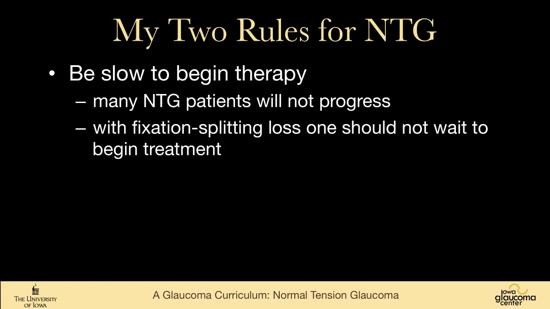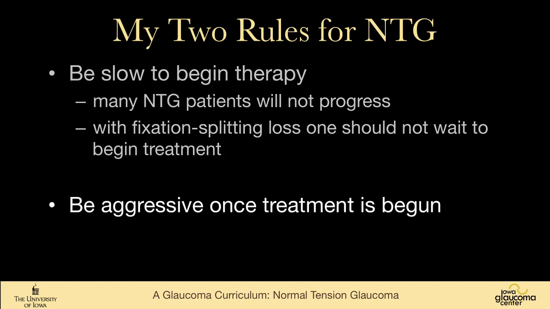But for most patients, I would follow them carefully with fields and OCT and optic nerve examination and not begin therapy. But the second rule is, once I do recognize that they are getting worse, then I'm very aggressive in treating them and getting their pressure down by at least 30%.